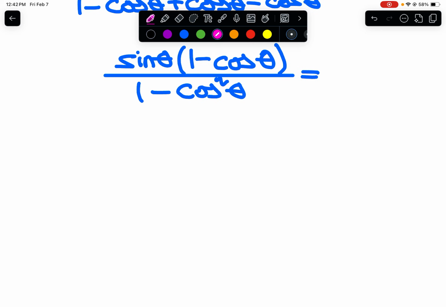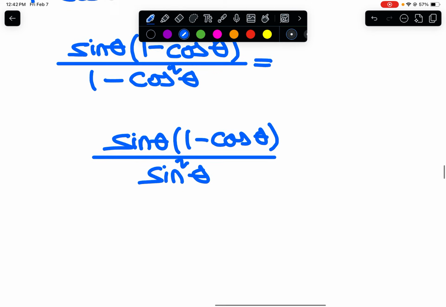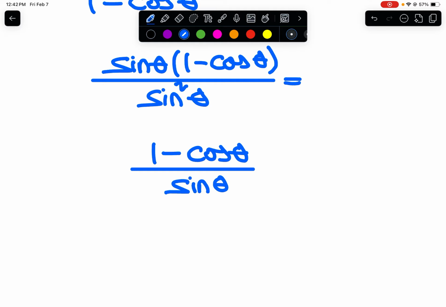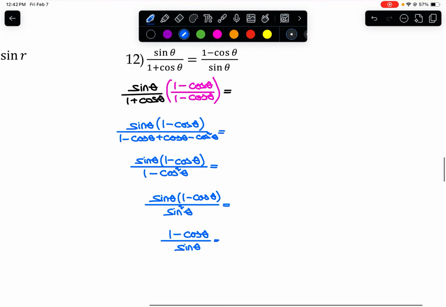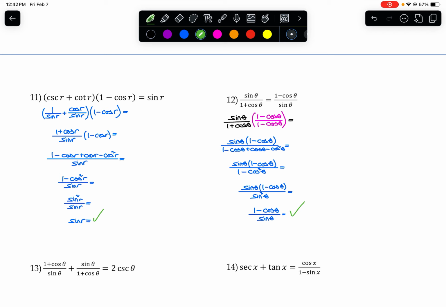Okay, now I see a variation of Big Papa in the bottom. So 1 minus cosine squared theta is going to be equal to sine squared theta. So I'm going to leave the top alone, sine theta times 1 minus cosine theta, and the bottom is rewritten as sine squared theta. Once again, leave the right side alone. Then I'm going to simplify sine theta over sine squared theta. The sine in the top is going to disappear, but we still have a sine in the bottom. So this will turn into 1 minus cosine theta over sine theta. Does that match the other side? Yes, it does. Ta-da!